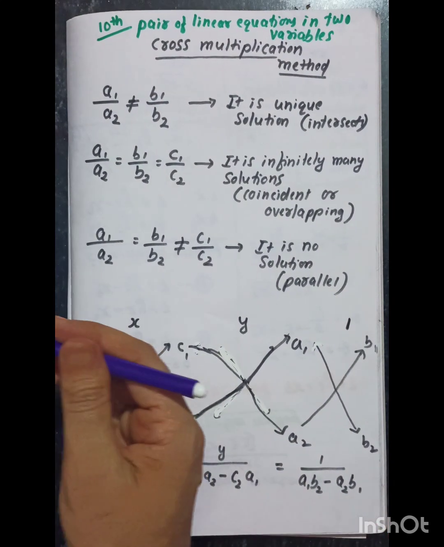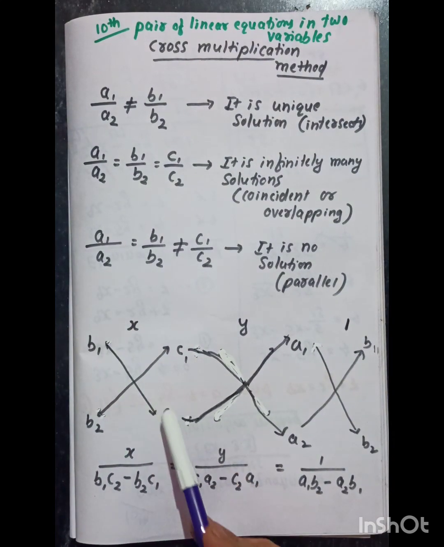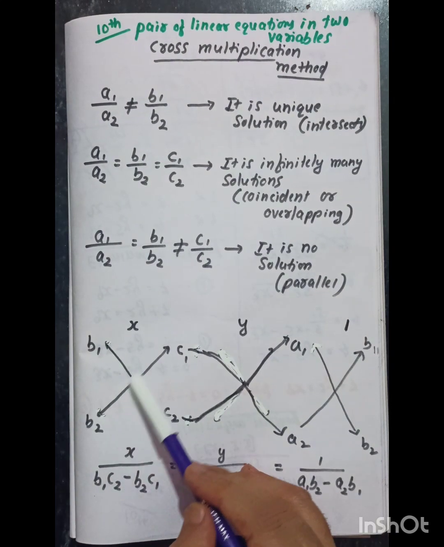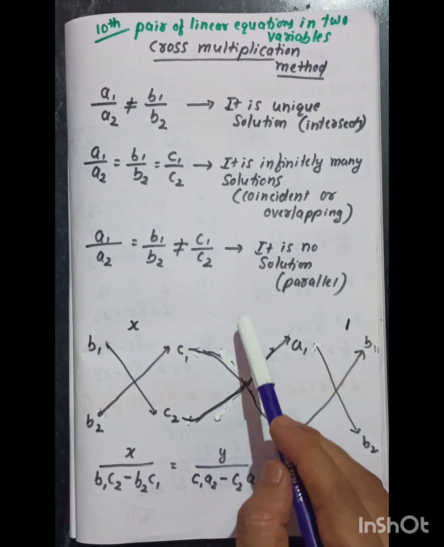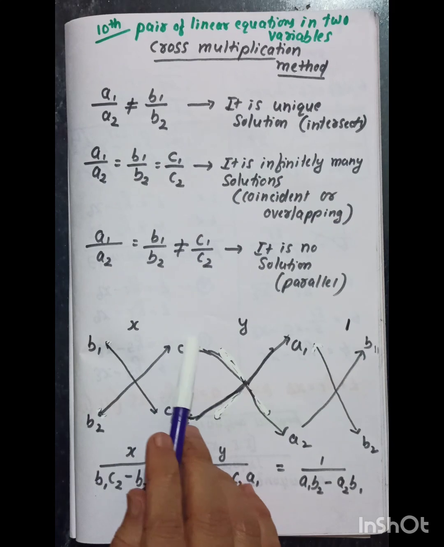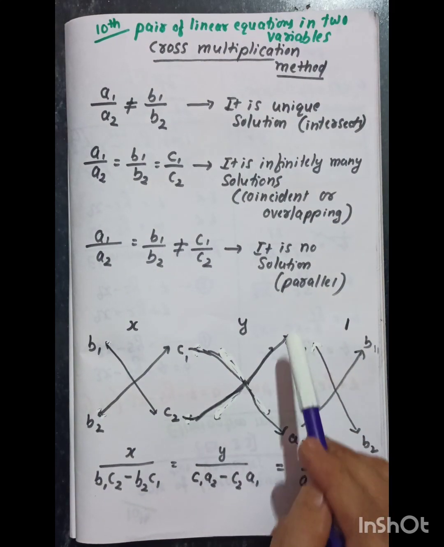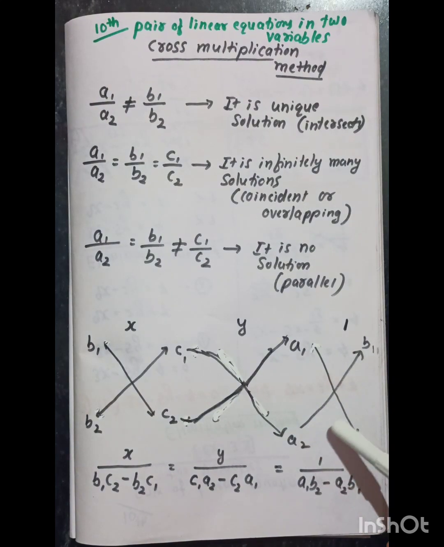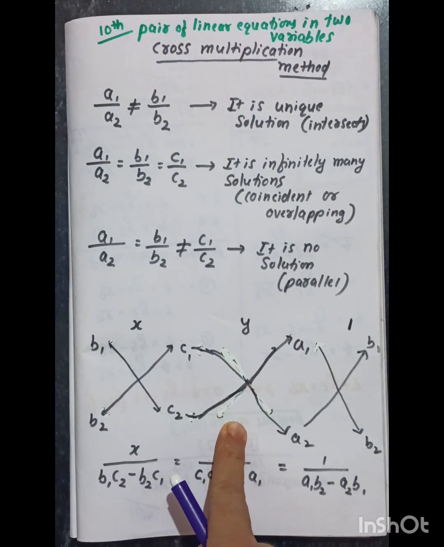Now observe how the equation forms. X in the numerator, B1 C2 minus B2 C1, it means this minus this, equals y divided by C1 A2 minus C2 A1, equals 1 divided by A1 B2 minus A2 B1. So this is the method to find the answers under the cross multiplication method.